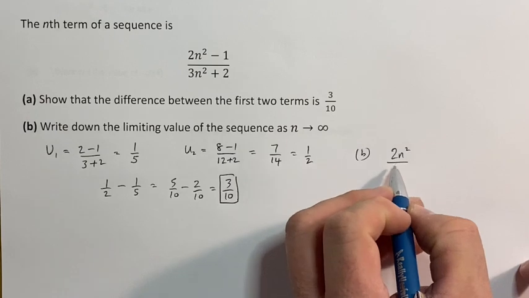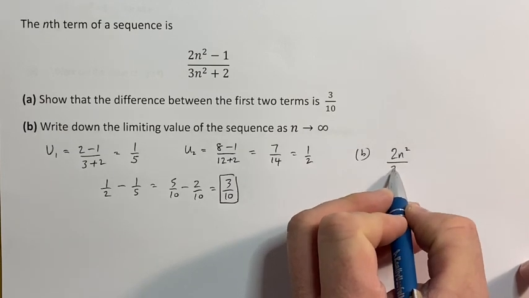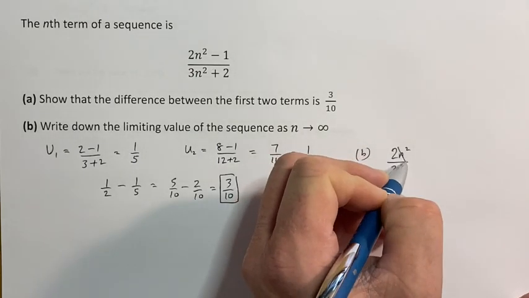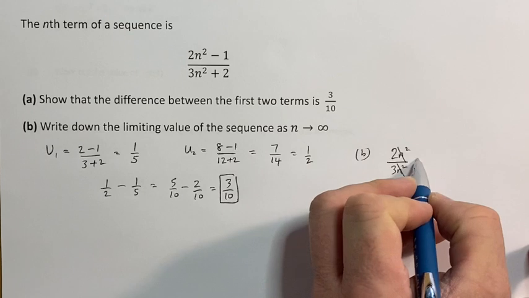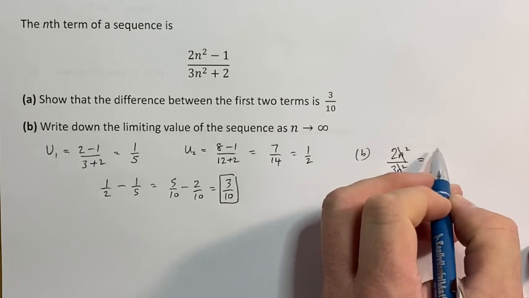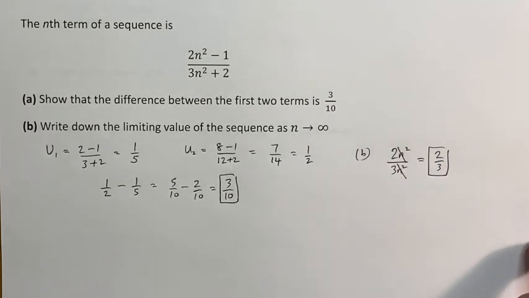Likewise, the denominator would be 3n squared. The +2 would be negligible on the denominator. The n squared on the top and the n squared on the bottom cancel when n is a large quantity, which tells us that the sequence will be limiting towards the value 2/3.